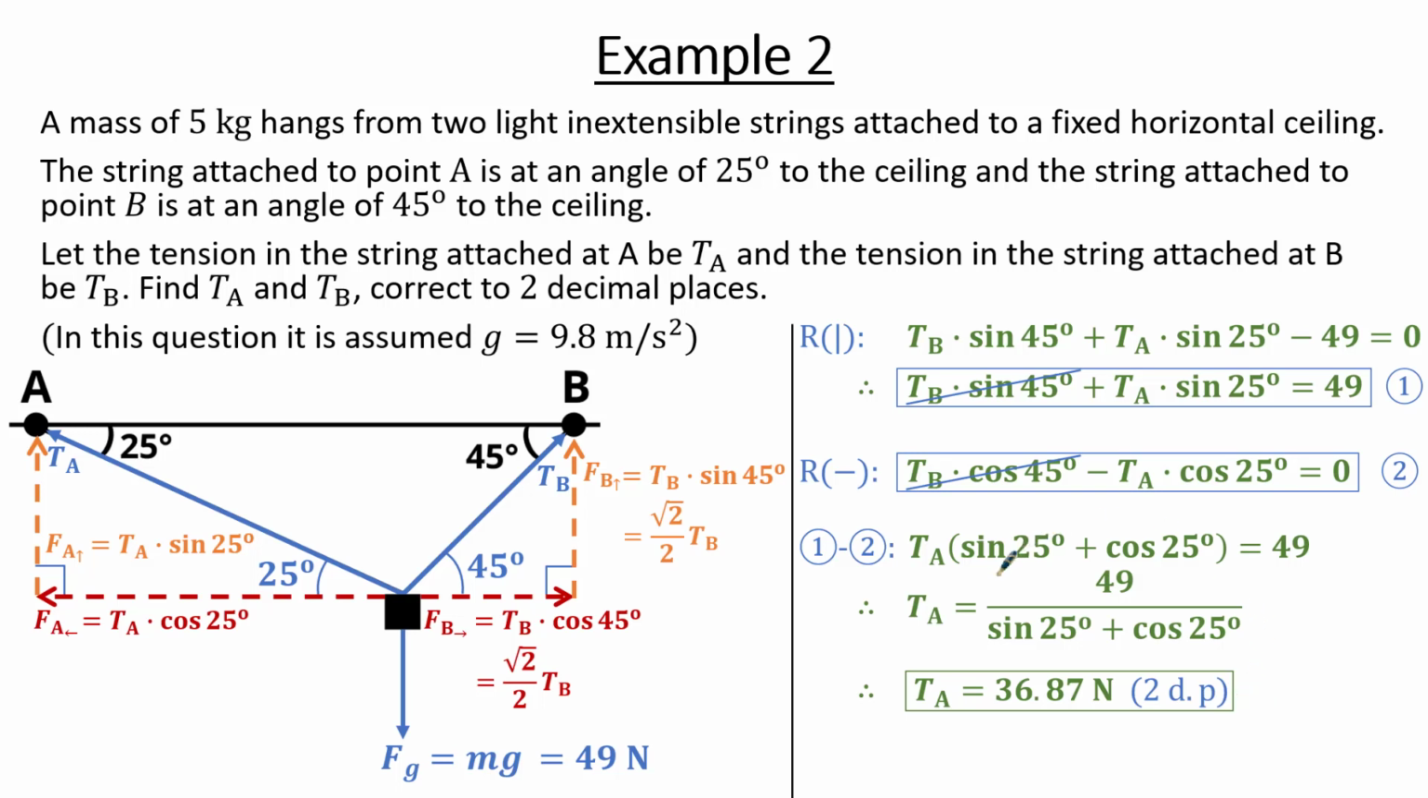I suggest you substitute this exact value for TA into equation 1 or 2, rearrange to find that TB equals 47.26 newtons to two decimal places.